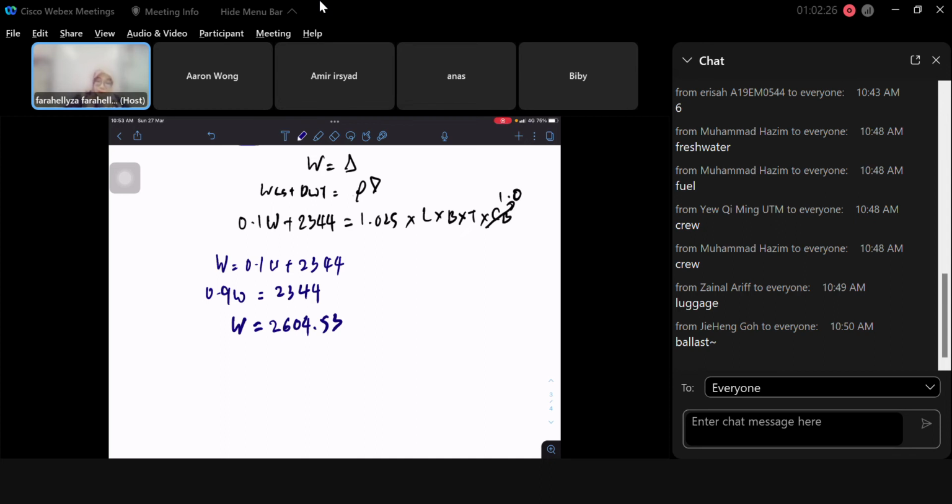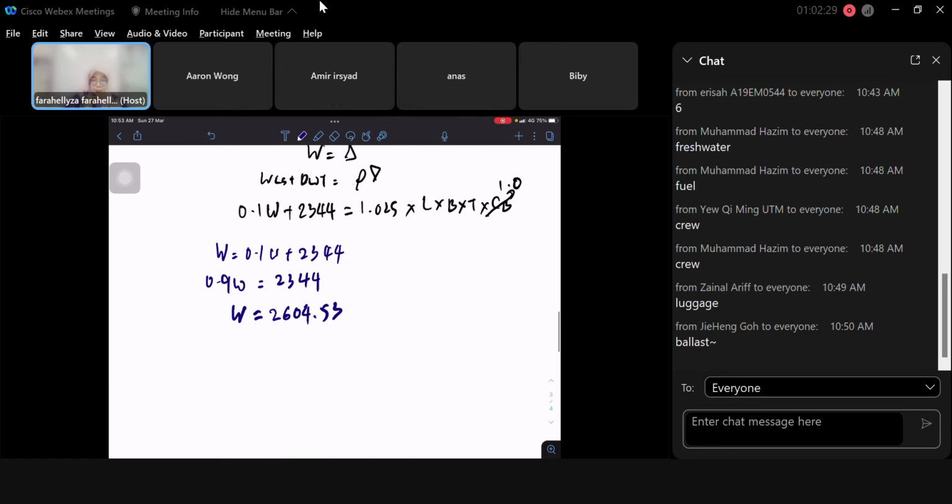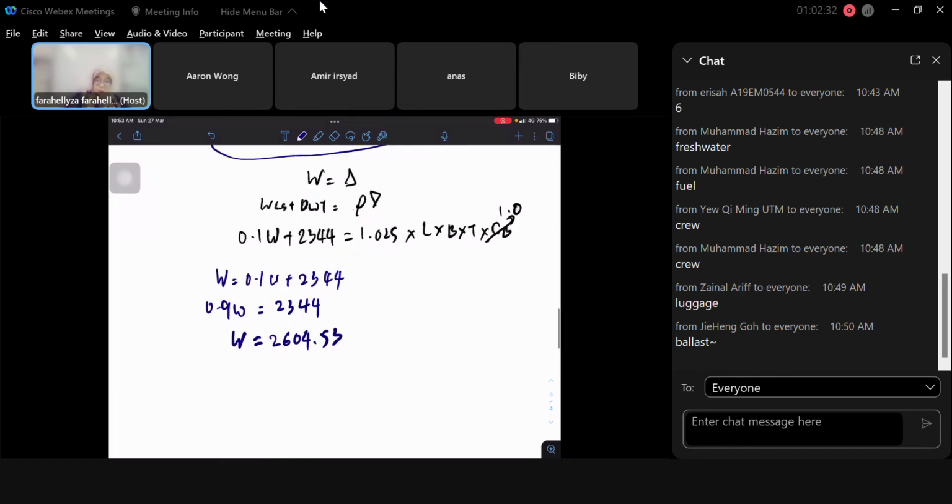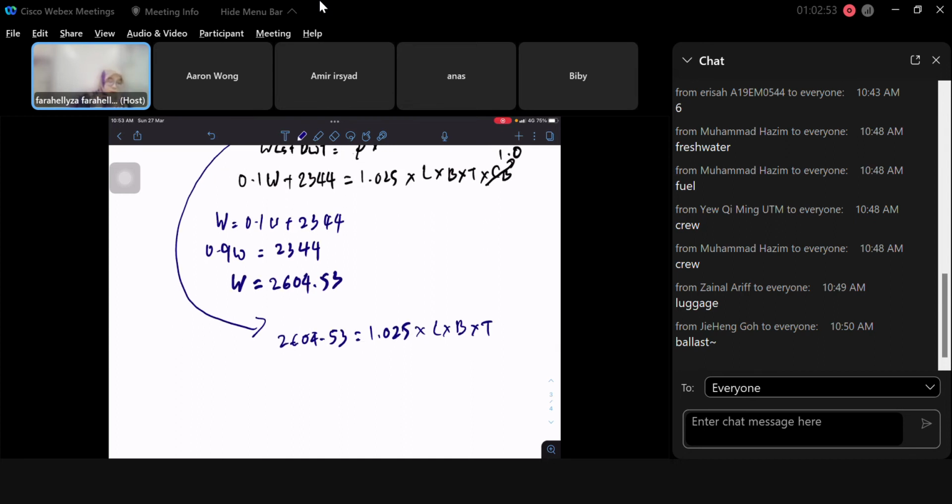Basically we rewrite this again because you already get the W part. So when you write this one again, 2604.453 is equal to 1.025 times L times B times T. So you can solve that one: 2604.53 divided by 1.025, you get 2541. L times B times T.